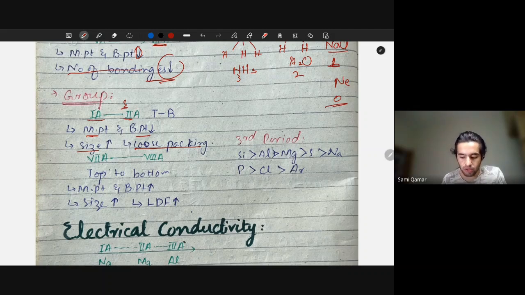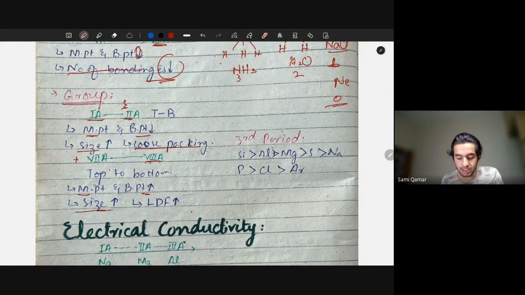Okay, now let's talk about if we move from 7A to 8A. This is halogens and this is our noble gases. If you move from halogens to noble gases, what will happen? Top to bottom, in groups. You need to go from halogens top to bottom and noble gases from top to bottom. Melting point and boiling point increases.